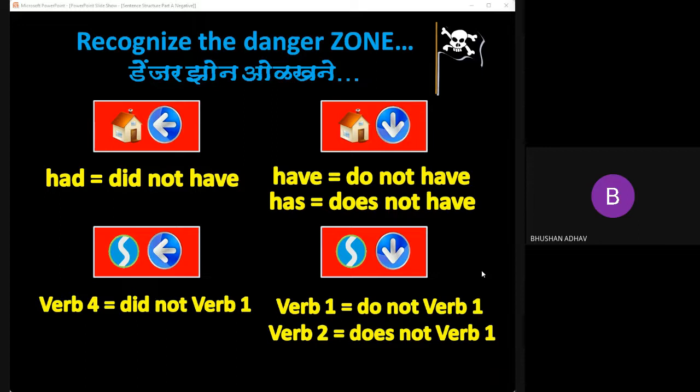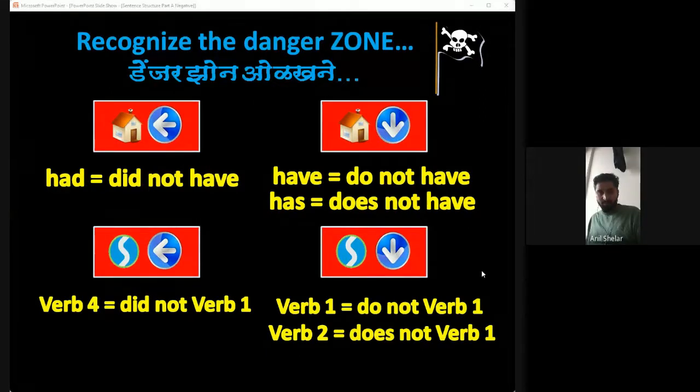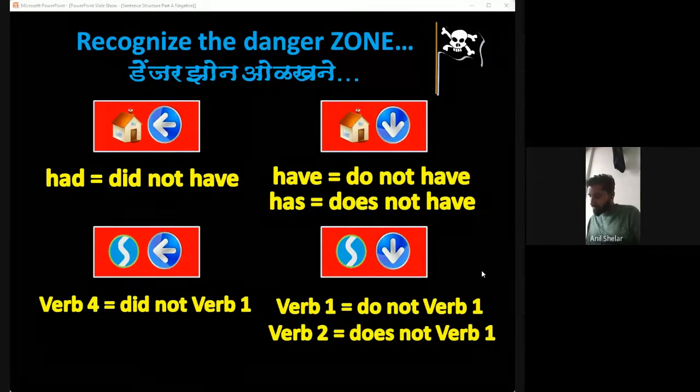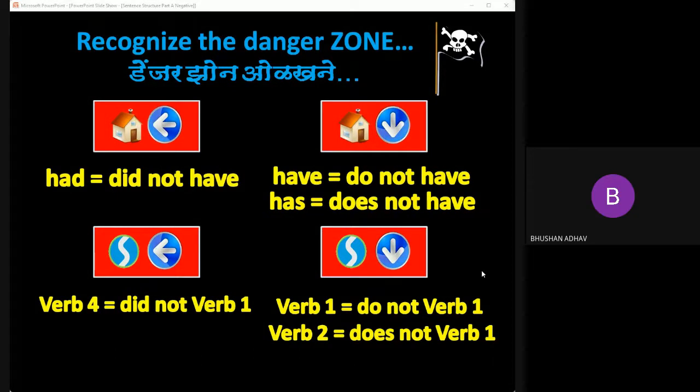Okay. Next. "My Pune's home had a beautiful big garden." My Pune's home did not have a beautiful big garden. Absolutely right.